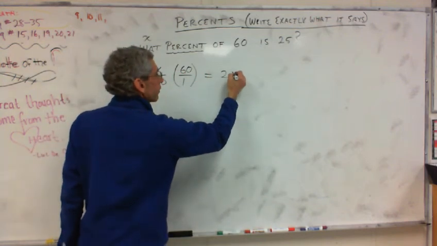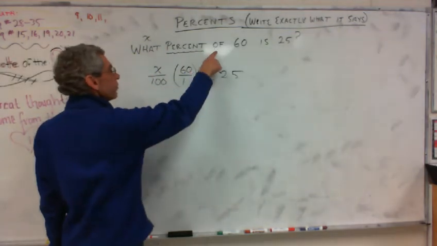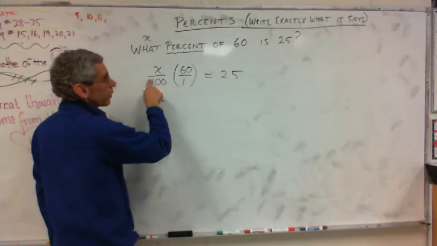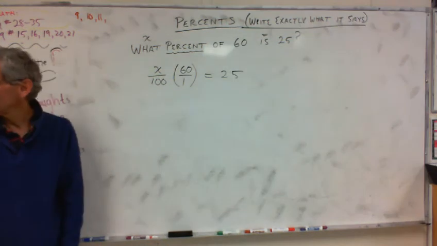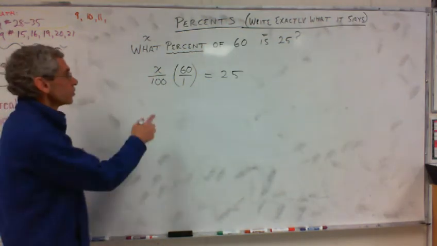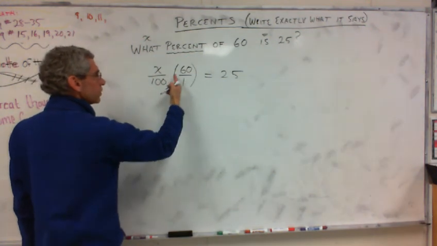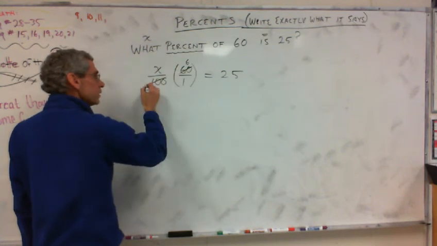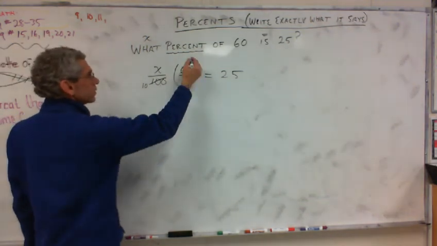Is equal to 25. What percent of 60 means 60 is what's in here. I put 60 over 1 because it's a fraction I'm multiplying by. Is means equals, that's always equals 25. You see how I wrote exactly what it says? Now I have an equation. I could cross factor, I could divide this by 10. 10 goes into 60 6 times, and 10 goes into 10 once. That makes it much easier. Now let's see here, 6.